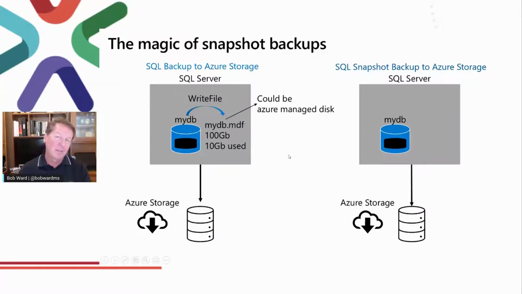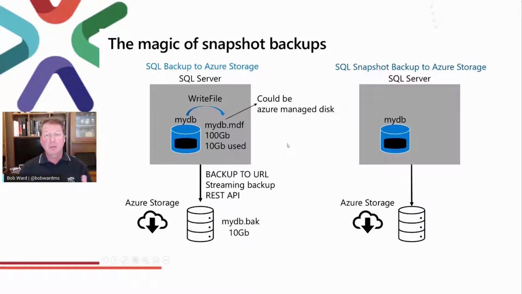Now, I've got one SQL server on the left where the database file, the MDF file, is local to the SQL server. Remember, that could be an Azure managed disk. So it doesn't have to be a local disk drive in, say, an Azure VM, but an Azure managed disk. The SQL Server views the database files as a local file. So it uses a write file call in, say, Windows to write to the database. Now, in this case, my database file is 100 gig in size, but I'm only using 10 gig. And you probably know in SQL Server backups that when you back up a database, we'll only back up the used portion. So the size of the backup is relative to how much space is used in the database.